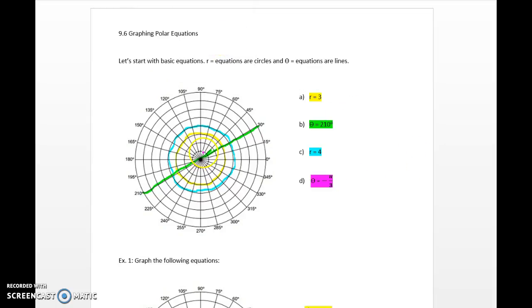So again, C was that full circle around r equals 4, meaning anywhere on that point r is going to equal 4. Last one, D, theta equals negative pi over 3. It's kind of hard to see, but this is negative pi over 3. So negative pi over 3 is 300 degrees. And we're going to do that to the center, and we're going to continue it all the way out. So r equals constant, circle all the way around. Theta equals constant, line all the way across.